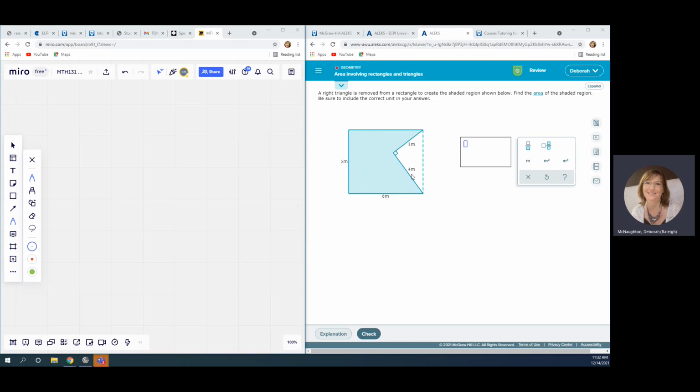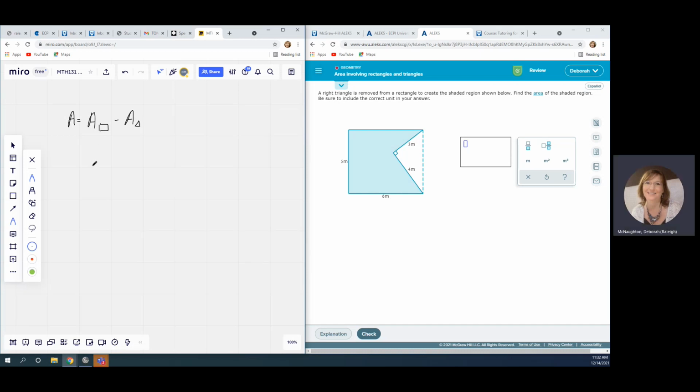So it wants to know, a right triangle is removed from a rectangle and creates this shaded region. Find the area of the shaded region. So the area of the shaded region is the area of the rectangle, so I just like to note it like this, minus the area of the triangle. So it's the bigger area minus the little one.